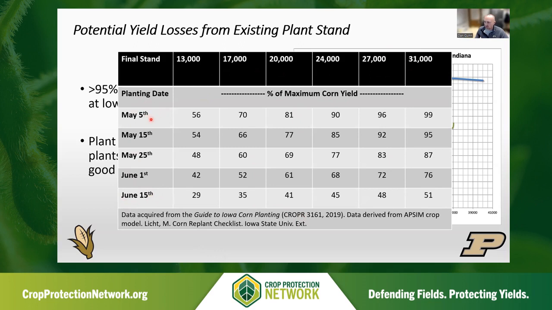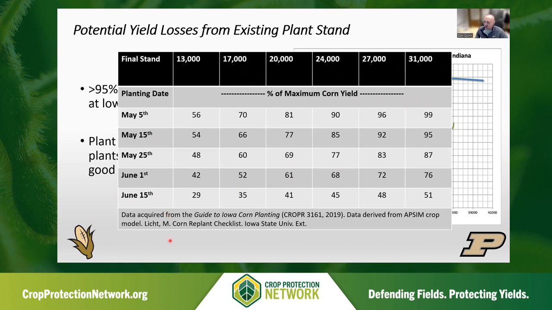But if we planted, say, May 5th, and we're down to, say, 24,000, 20,000, we're still gaining 80 to 90% of the maximum corn yield. But if we're in a later planting date, right, you look at 20,000, 24,000, now we're only about 68% of the maximum corn yield, or 61% of the maximum corn yield. So you still need to also factor in, okay, what date are we planting? How late are we getting in terms of some of that replant? And then also assessing that average plant population per acre in those impacted areas.